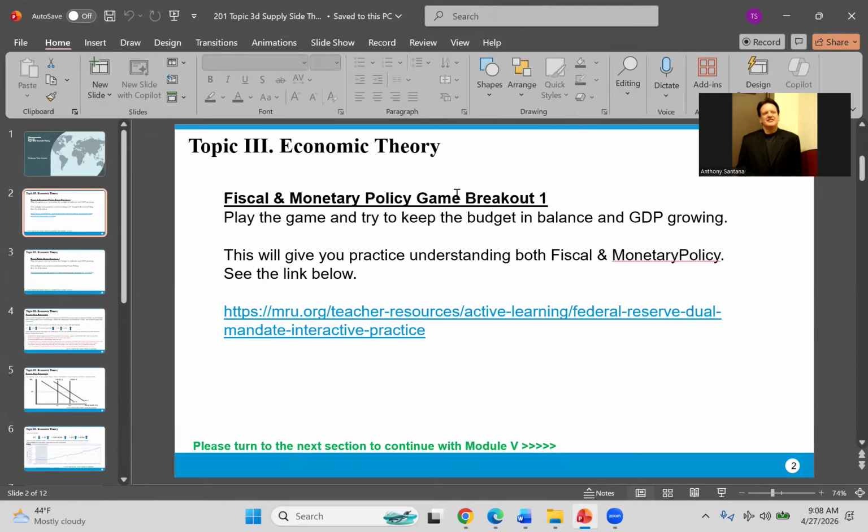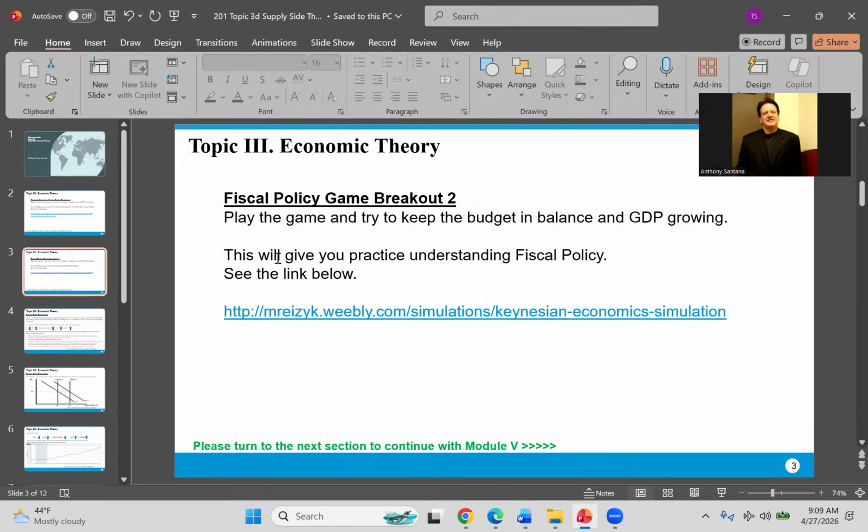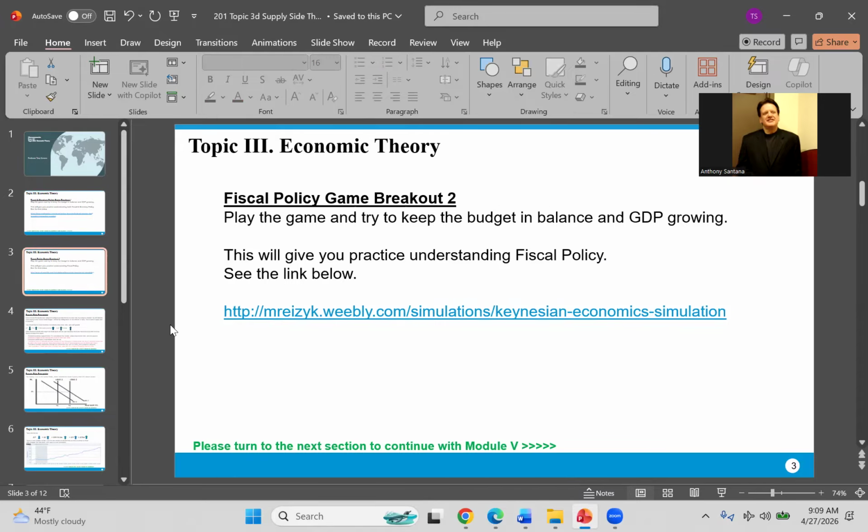in a simple way. First, I'd like to remind you that this interactive game exists where you can try to be the Federal Reserve using monetarism, and you can try to balance the growth of the economy, the growth of GDP, which means less unemployment, and keep the growth of inflation down. At the same time, it's a tough balancing act. If you play the game, you'll understand a little bit better what the Federal Reserve does. And there's two different ones. There's one for both fiscal and monetary policy, and one for just fiscal policy.